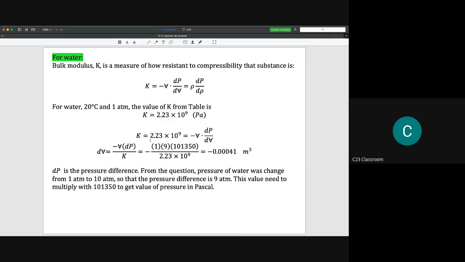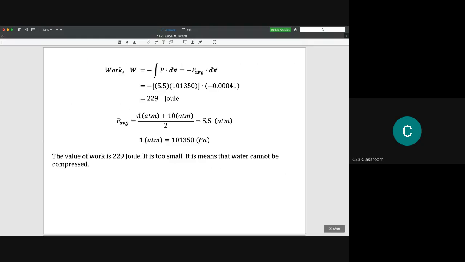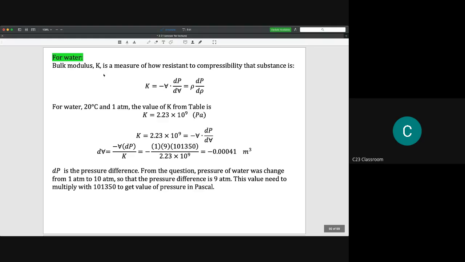However, this is for water, I think. For bulk modulus K, it is a measure of how resistant to compressibility that substance is. So we have K here. For water at 20 degrees Celsius and 1 atm, the value from the table is around 2.23 times 10 to the power of 9 Pascal. So we substitute into the equation, and we finally can get the delta V here.